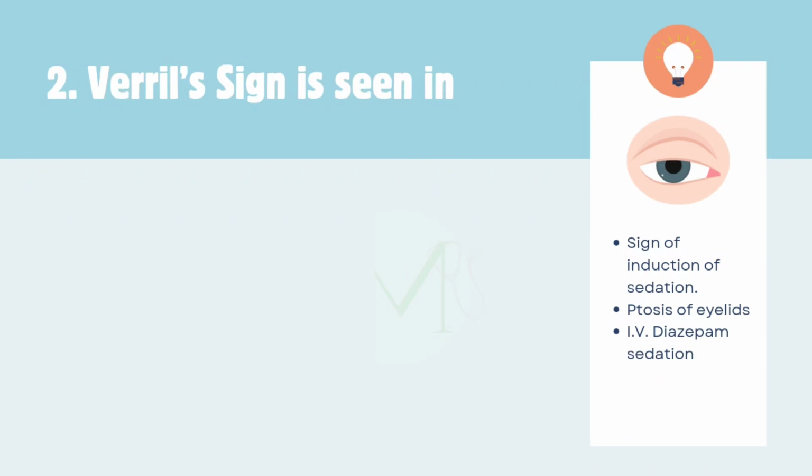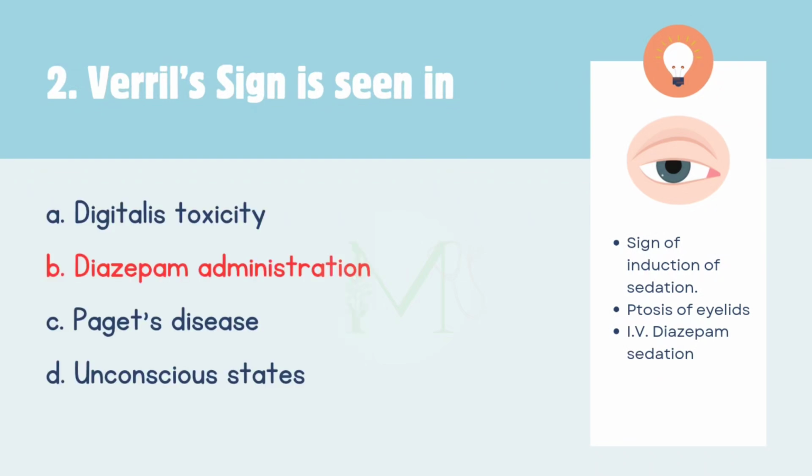Diazepam acts on the GABA receptors in the CNS, leading to sedation, muscle relaxation, and anxiolysis. The eyelid drooping occurs due to muscle relaxation and mild CNS depression. Now let's look back at the options. Digitalis toxicity causes visual disturbances like blurred vision, halos, and color changes, but not Verrill sign. So we can eliminate that option.